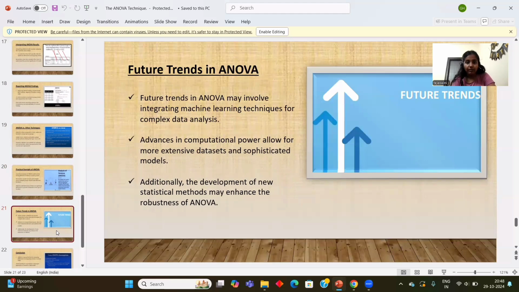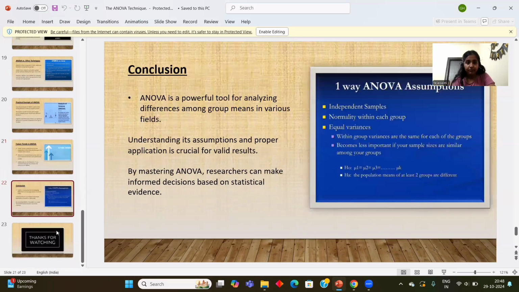Future trends in ANOVA. Future trends in ANOVA may involve integrating machine learning techniques for complex data analysis. Advances in computational power allow for more extensive data sets and sophisticated models. Additionally, the development of new statistical methods may enhance the robustness of ANOVA.